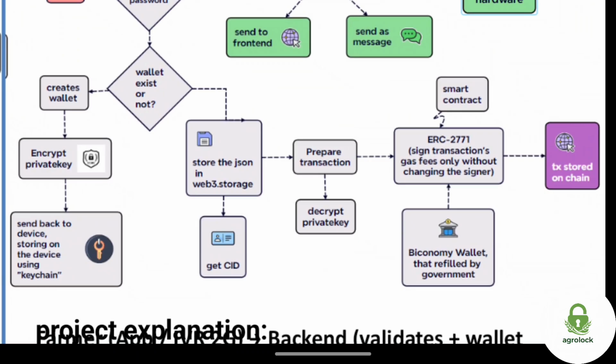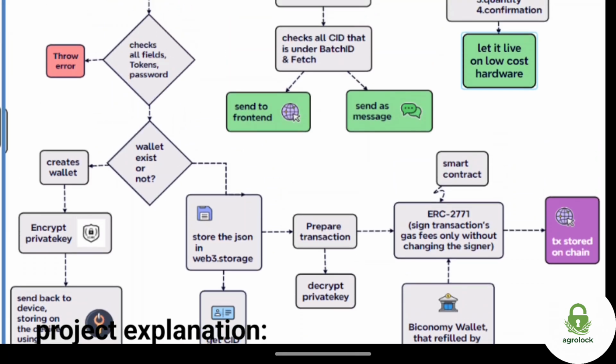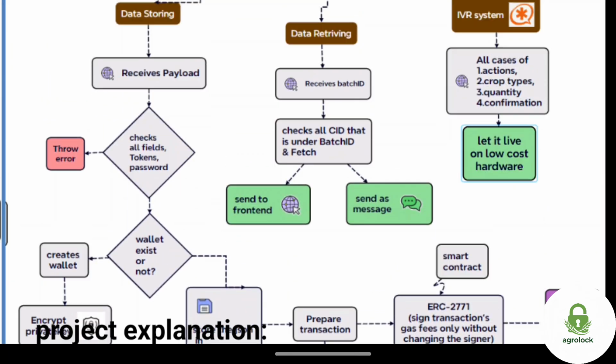Then it will start the transaction and decrypt the private key, using the smart contract ERC2771. A smart contract is a set of code with which you cannot cheat the system. The government refills the Biconomy wallet by paying the amount. Then the transaction is stored on the chain.